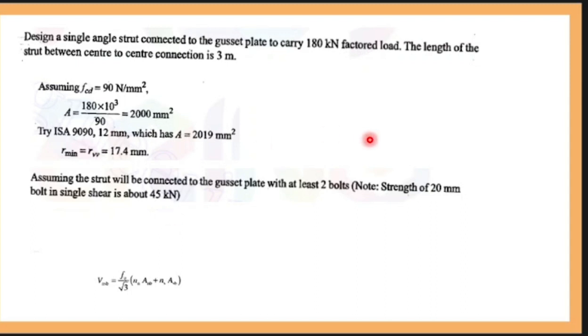When you are doing that, if you are using a 20 mm bolt, you will be getting a value of 45 as the least. You can take it now. In the next problem, we will be checking this.